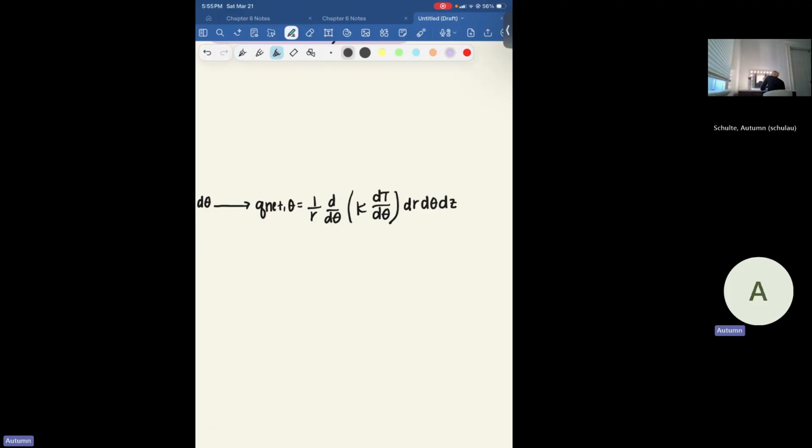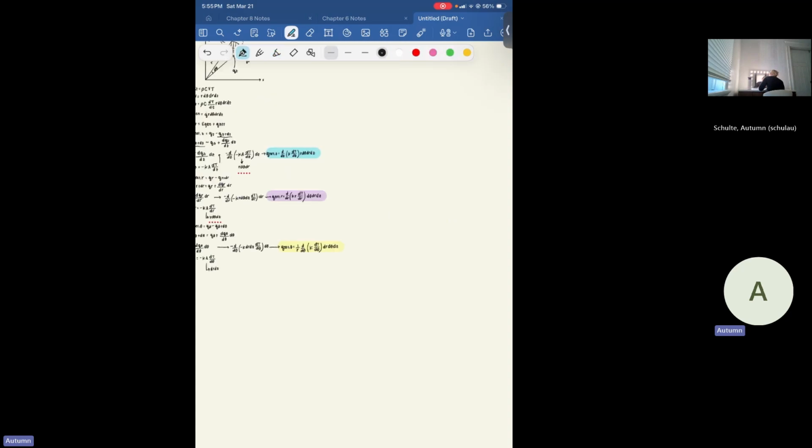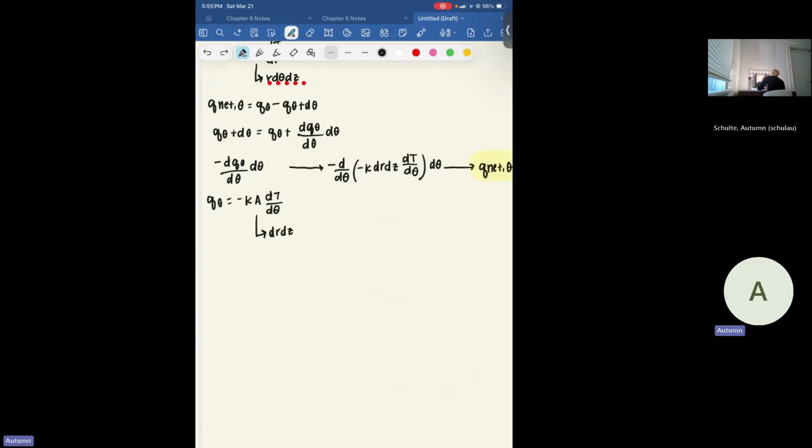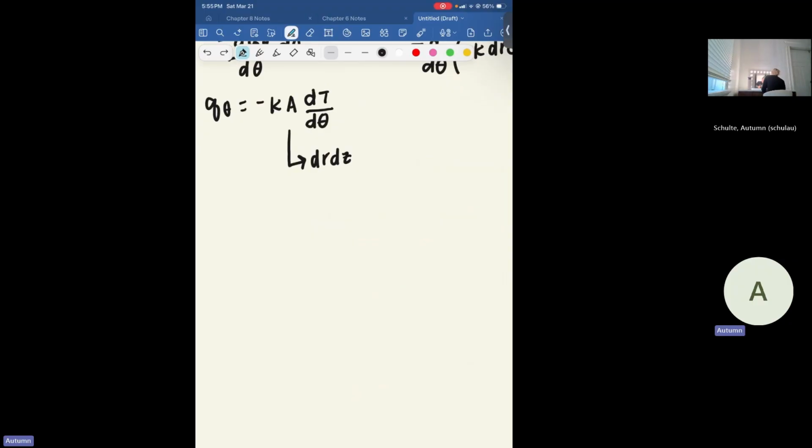All right, now that we have all three of our net heat flows, we can assemble our original equation. The rate of change of energy storage is equal to the rate of change of energy generation plus our net heat flows. So just as we said before, the rate of change of energy storage is going to be equal to the density times the heat capacity times the change in temperature with respect to time, multiplied by our differential volume, which we said is r dθ dr dz.